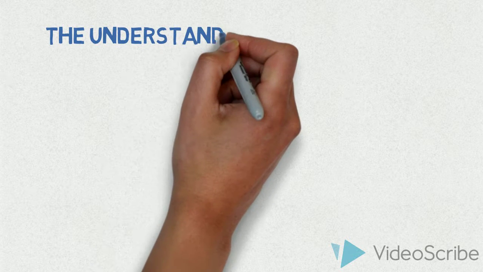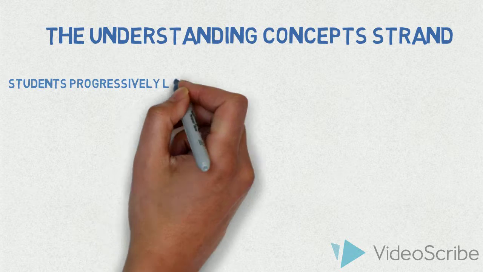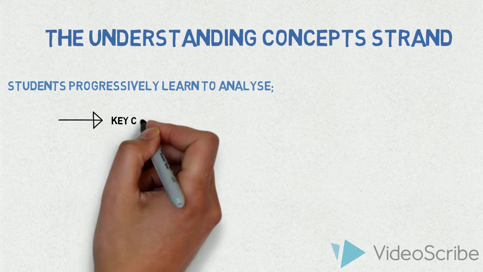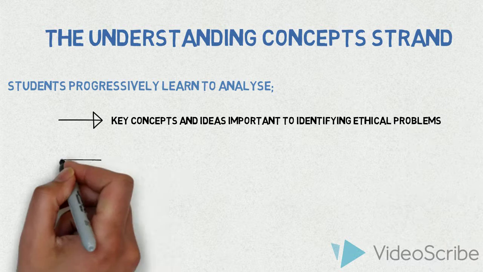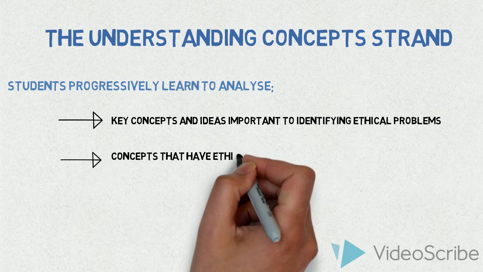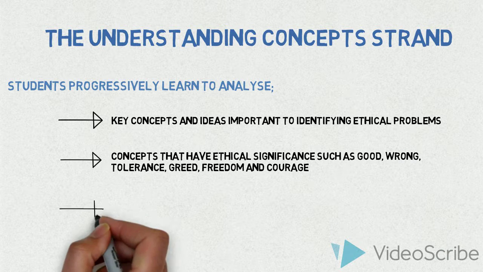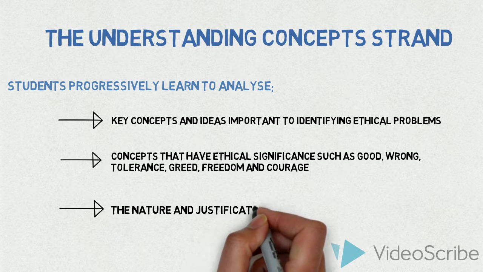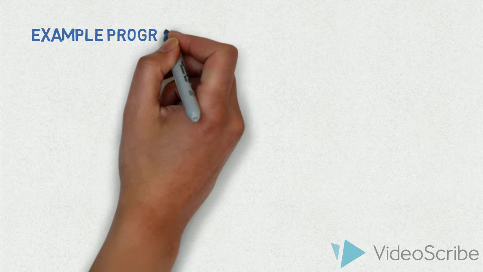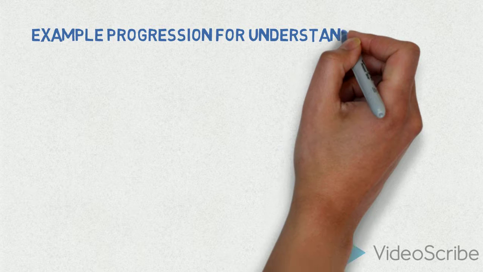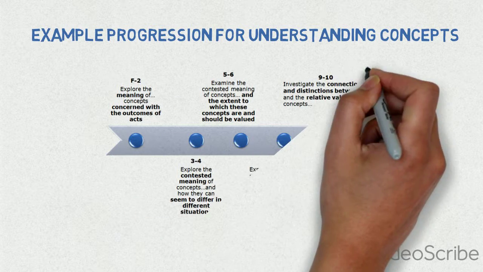Within the Understanding Concepts strand, students progressively learn to analyse key concepts and ideas important to identifying ethical problems, concepts that have ethical significance such as good, wrong, tolerance, greed, freedom, and courage, and the nature and justifications of ethical principles. This is an example of what the progression of learning could look like for the Understanding Concepts strand from Foundation to Level 10.